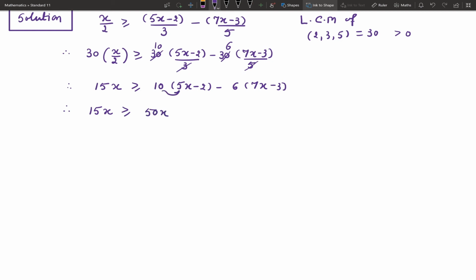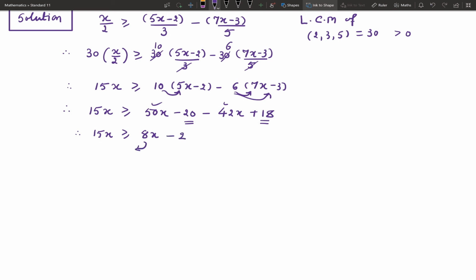Now further simplification will give 15x greater than or equal to 50x, 10 into 5x, minus 20, minus 6 into 7, 42x, and minus minus plus 18. Therefore 15x, 50 minus 42, 8x minus 20 plus 18. So this is minus 2.